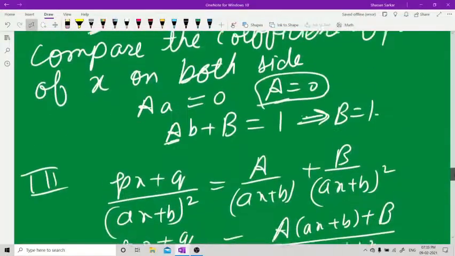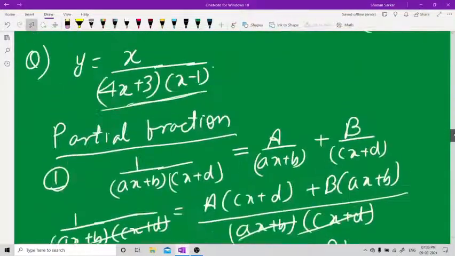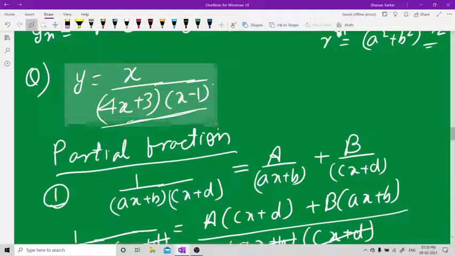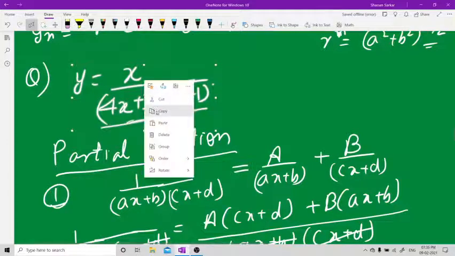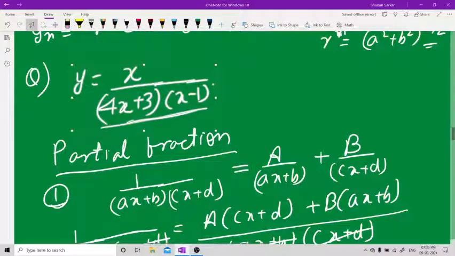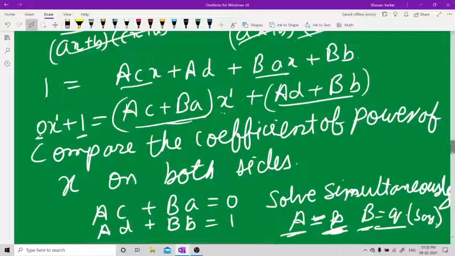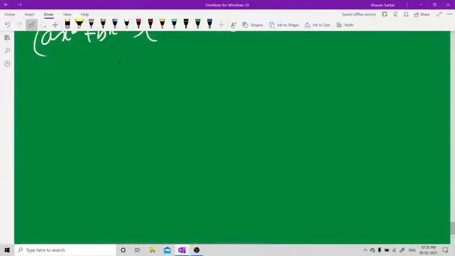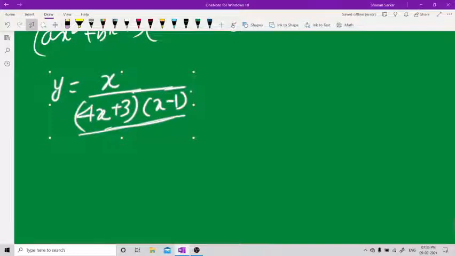Our problem was somewhere here. This was our problem. Let's copy it and bring it down here. Paste. This was our question. Now, partial fraction. First, you need to do partial fraction here.